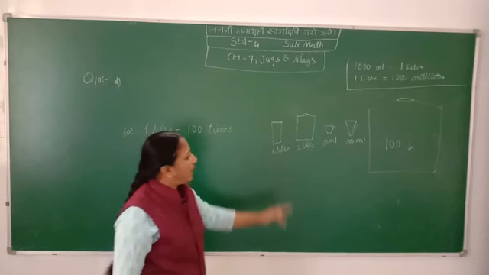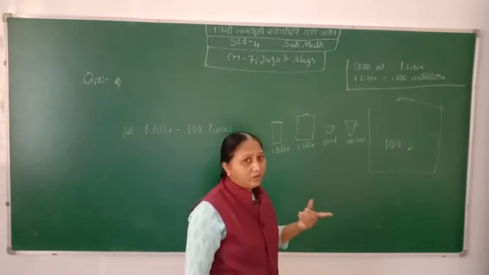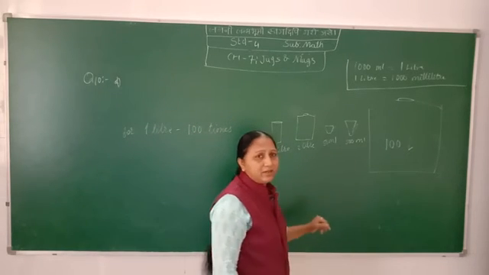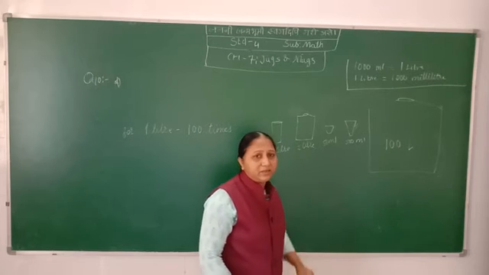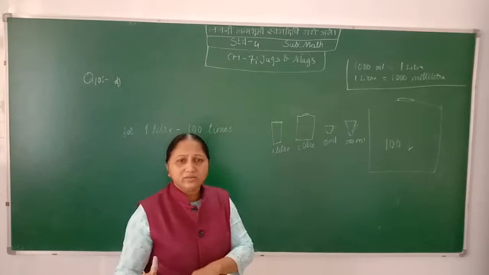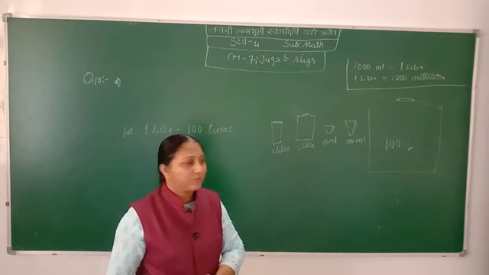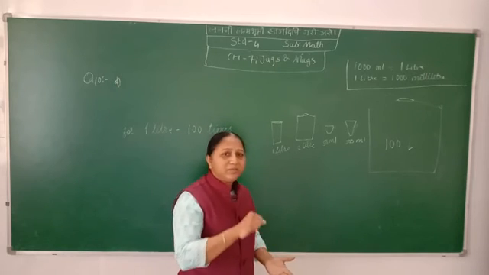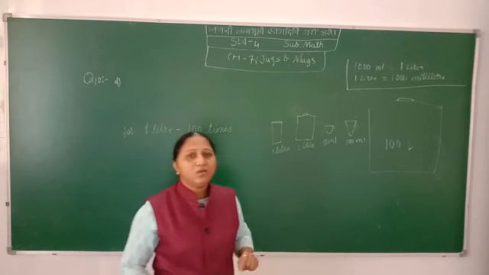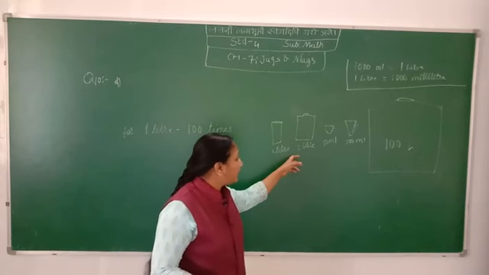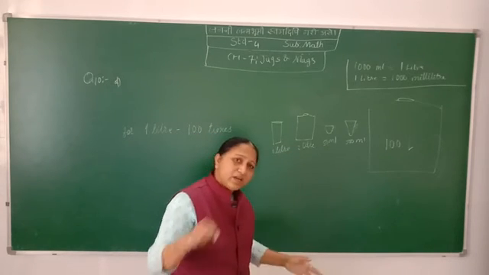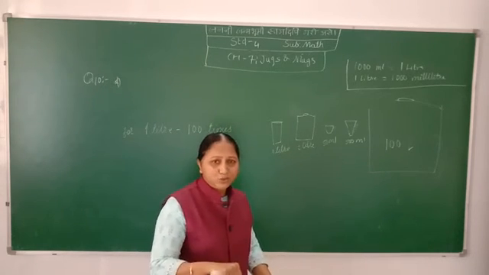Now, if I am having a 2 liter pot, it is exactly double. First of all, I was having only a 1 liter pot. Now I am having a 2 liter pot. So if I am pouring one time, I am pouring exactly double. First I was pouring 1 liter, now I am pouring 2 liter.